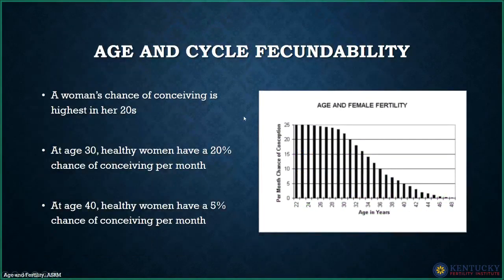There we go. Okay. So this is another important set of data to be aware of. I often refer to this as the graph of why I have a job. Women's fertility peaks in their early 20s, and it only declines after that. By age 30, women have roughly a 20% chance of conceiving per month. By 40, that drops down to 5%.